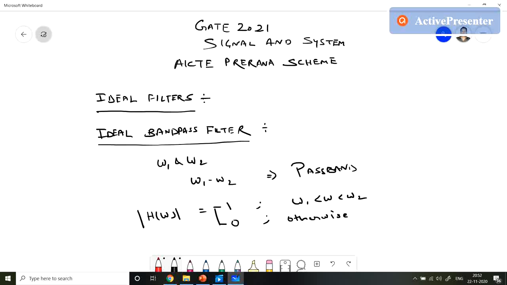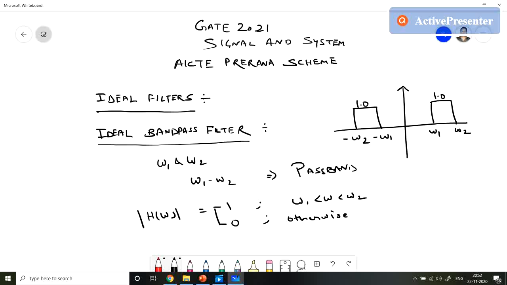So let us draw the diagram. If we draw the diagram, then we will find that we have two frequencies, omega 1 and omega 2, where the amplitude is 1, and here we have minus omega 1 and minus omega 2, where the amplitude will be 1. For all other frequencies, that is from minus omega 1 to omega 1, it is 0, and from omega 2 to infinity it is 0, and below minus omega 2 it is equal to 0.